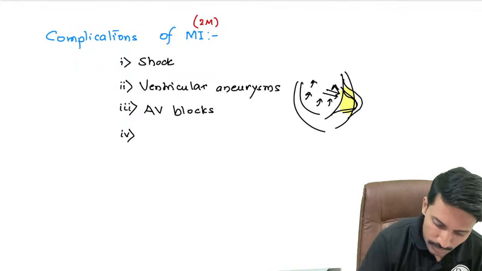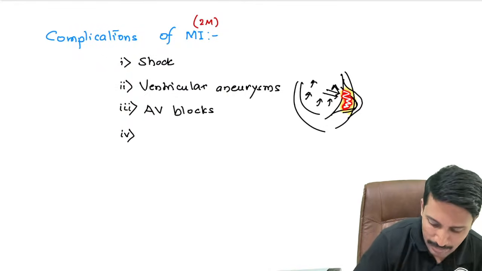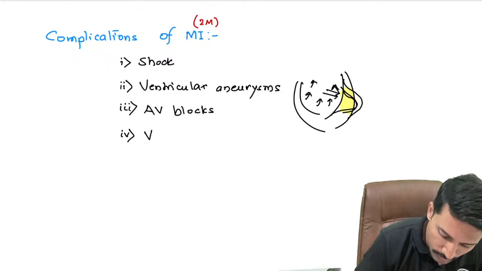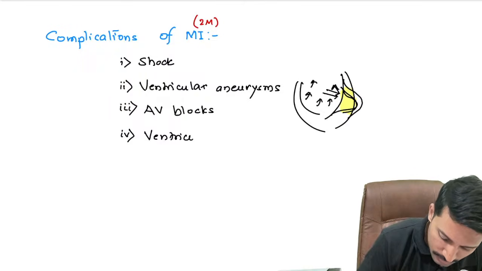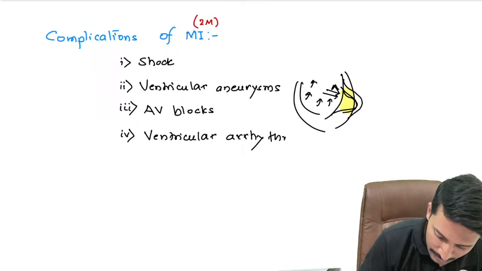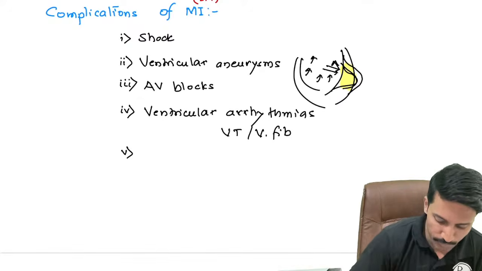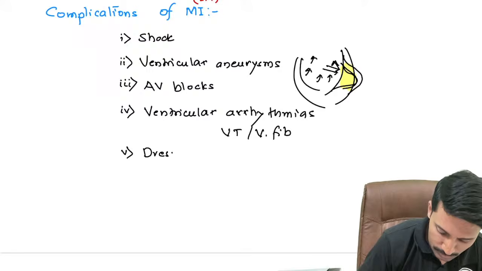Fourth, this infarcted tissue can become a focus for forming arrhythmias. So we can develop ventricular arrhythmias. That is VT and VFib. Okay. And another immunological complication called Dressler's syndrome.